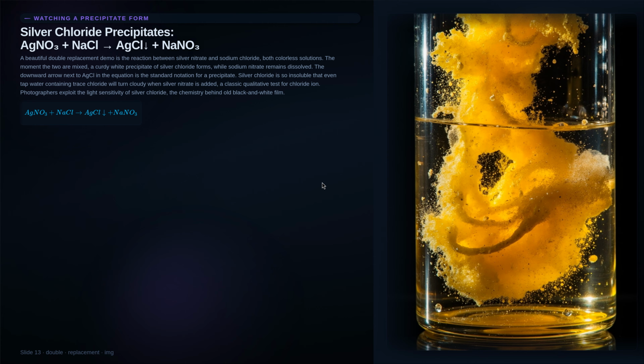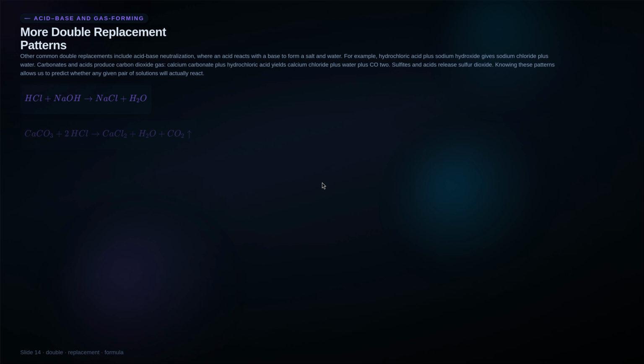of solution. This is one of the most beautiful reactions in chemistry, often called the golden shower experiment, and it perfectly demonstrates how double replacement uses solubility rules to drive a reaction to completion. The general formula for a double replacement reaction is AB plus CD yields AD plus CB.